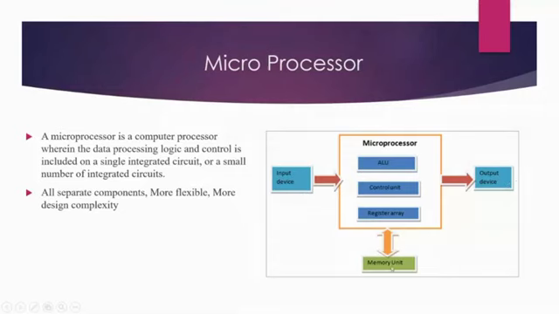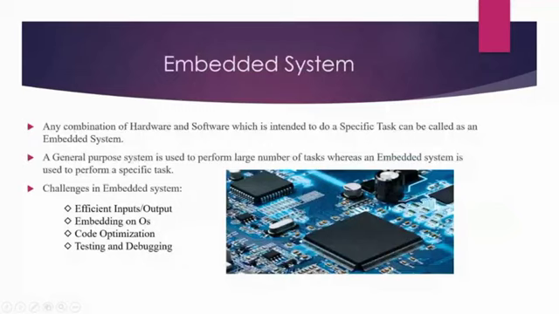Embedded system. Any combination of hardware and software which is intended for a specific task can be called an embedded system. A general purpose system is used to perform a large number of tasks, whereas an embedded system is used to perform a specific task. Challenges in the embedded system: efficient input output, embedding on operating system, code optimization, testing and debugging.